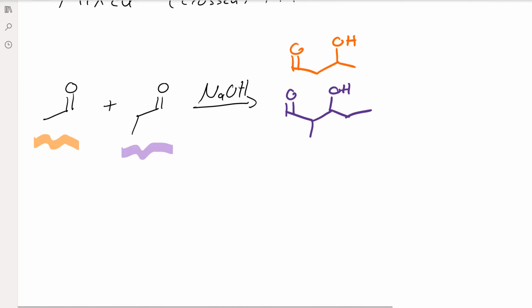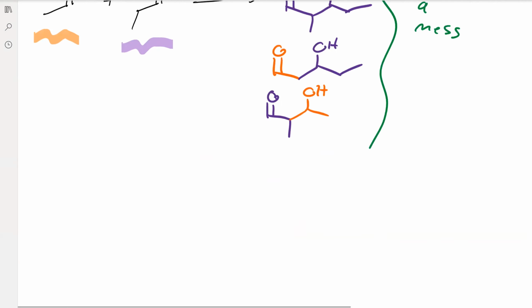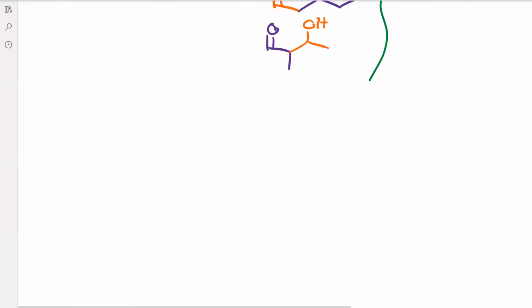Or maybe the orange one turns into the enolate but then attacks the purple one as a carbonyl. That's what you would get there. Or maybe the purple one turns into the enolate and attacks the orange one. That's what you would get there. So in this case, you can see it's quite a mess. You've got 4 different products, and this is still a relatively simple reaction because in this case, we only have one alpha hydrogen. If we had an asymmetrical ketone, you would have even more diversity of products. So with the crossed aldol, it doesn't work too well, but there are ways we can fix this.